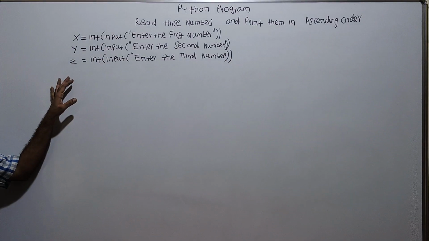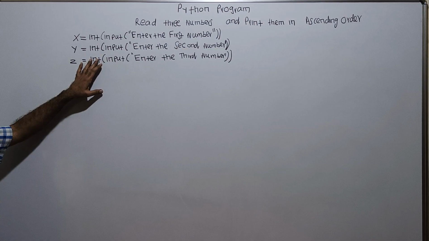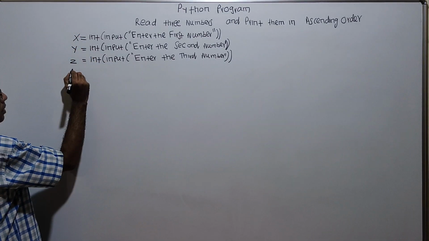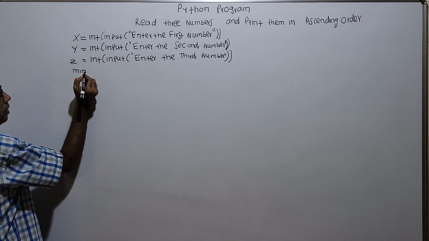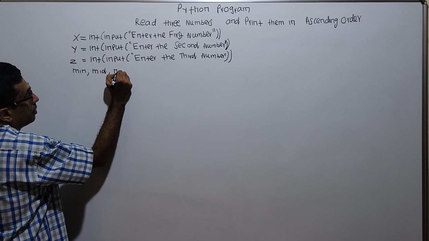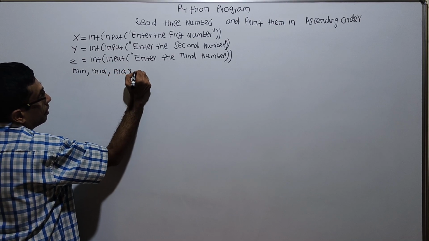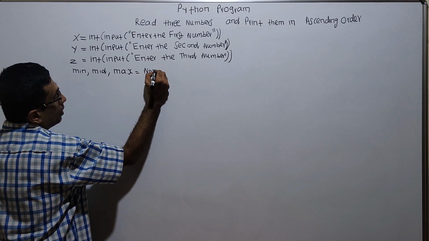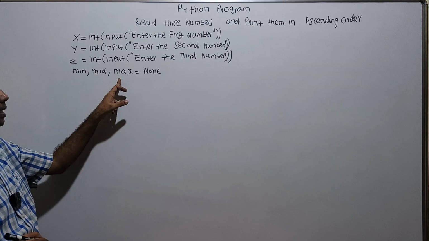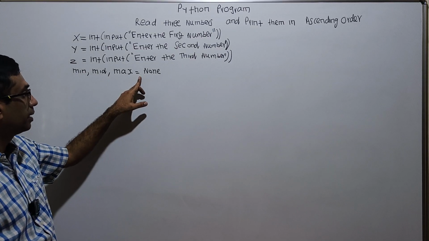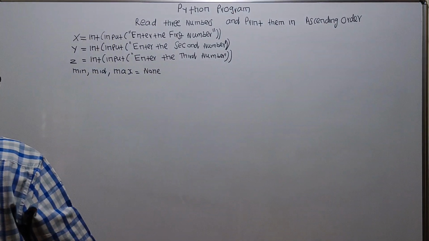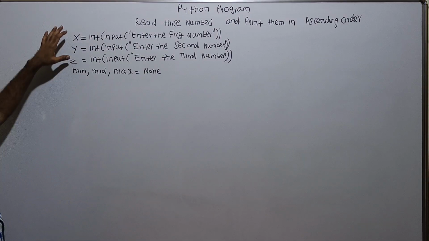Now I have obtained three integers from the user and stored them in the variables x, y and z. Now I am having three variables min, mid, max equal to None. None represents no value. So min, mid and max are the three variables, and I am initializing them with None.